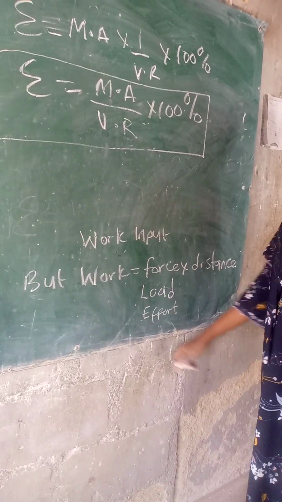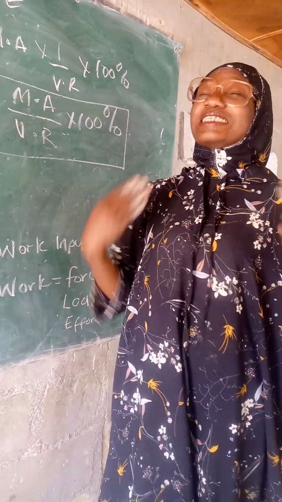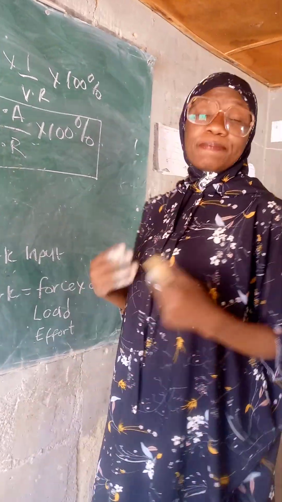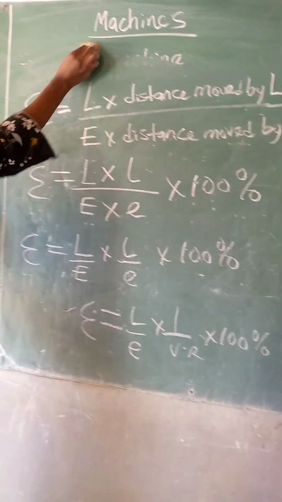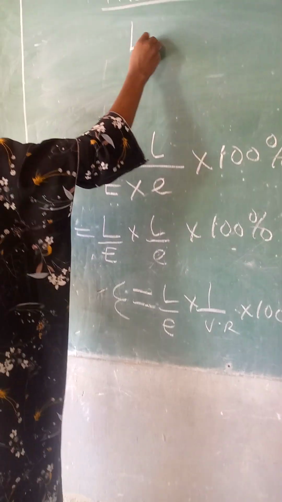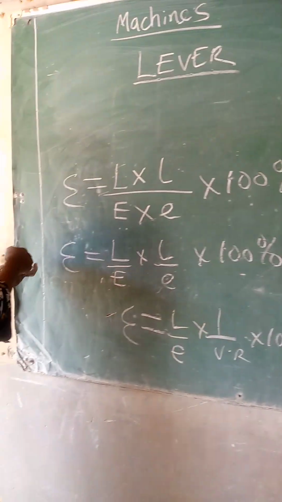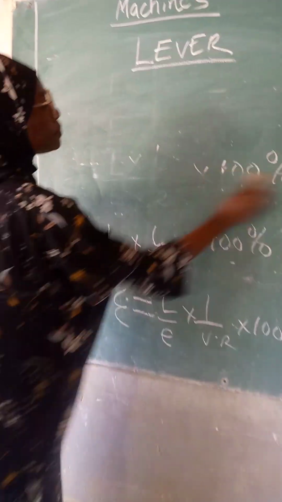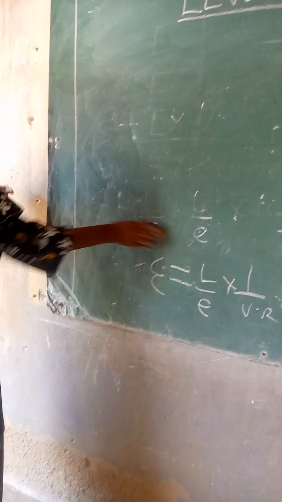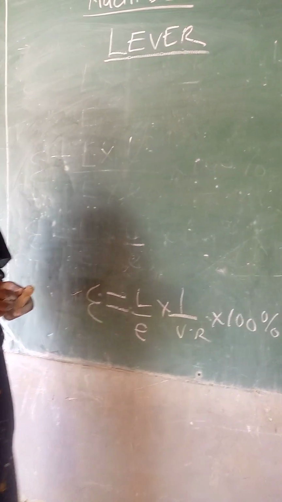Now, before we go into problem solving, we are going to talk about the simplest form of machine, and the simplest form of machine is what we call the lever. It's the simplest form of machine. Now, for a lever, there are 3 classes.